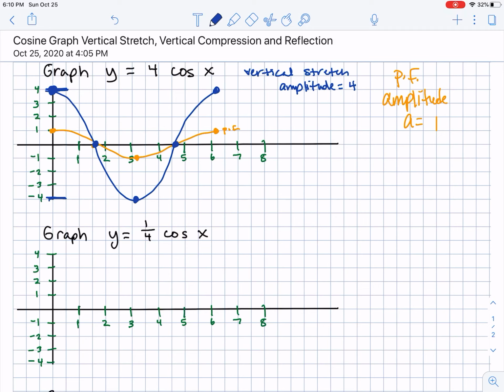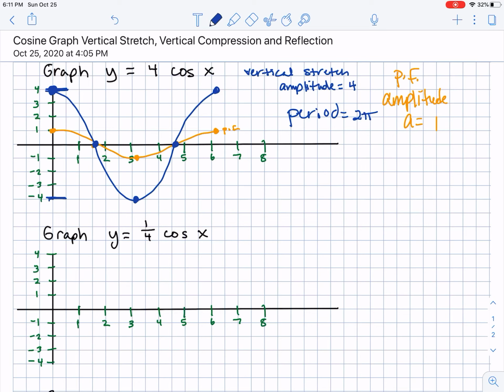That means my amplitude, instead of 1, is now multiplied by 4. So the y values are all multiplied by 4. The period for this, notice, is 2 pi. That is a vertical stretch.